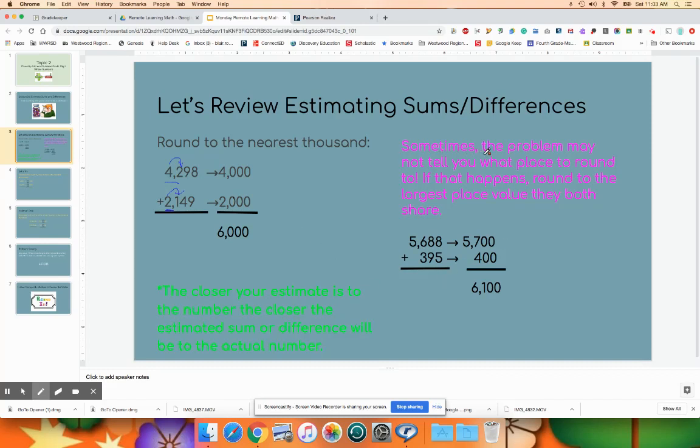Sometimes over here in the pink, they may not tell you where to round. I think today they tell you all the places to round, but if it ever happens where they don't tell you what place to round to and you're stuck, you're going to round to the largest place value that they both share. Okay, so here they didn't tell me where to round to, but I have 5,688 and here I have 395. They don't share a thousands place, so I'm going to round both numbers to the hundreds place. Okay, that's just a good thing to keep in mind.